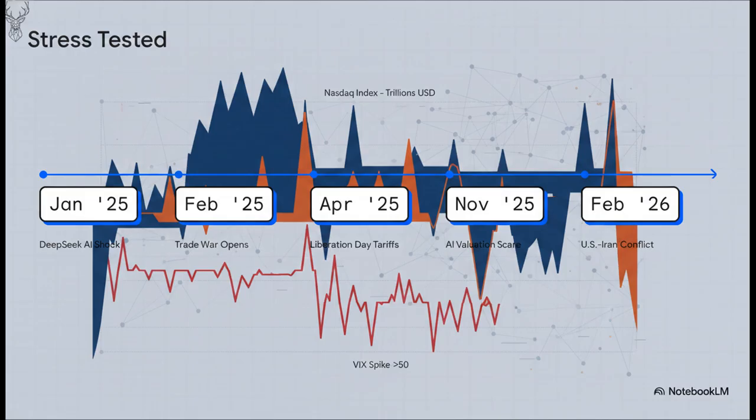From the DeepSeek AI shock in January 2025, where massive market cap was just wiped out in a single day, all the way through major trade and tariff policy implementations, the big AI valuation scare, and even the geopolitical shock of the US-Iran conflict in early 2026. These events saw the Nasdaq drop severely, trillions were erased, and the VIX spiked well over 50.